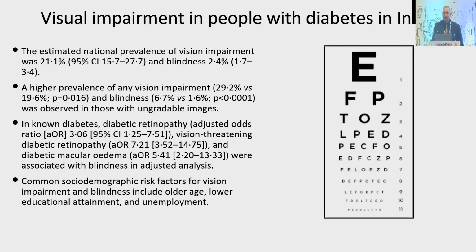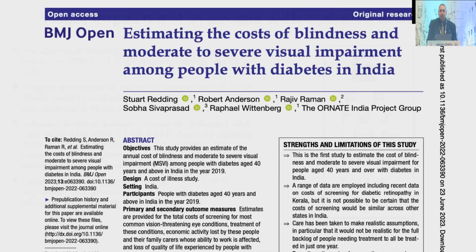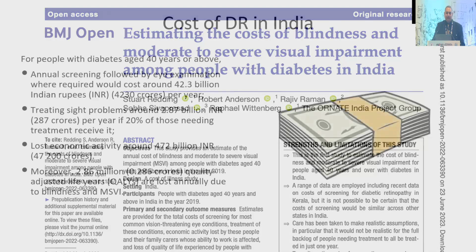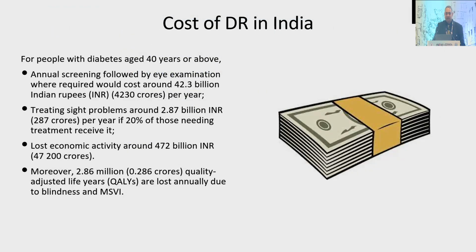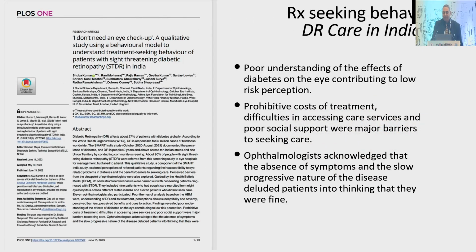And we did find that in gradable images, diabetic retinopathy seems to be important, especially in people with known diabetes. And socioeconomic status also came out as one of the risk factors. The lower socioeconomic people had more visual impairment. We also went ahead calculating the cost of blindness and visual impairment in India. And again, staggering numbers. I would just draw your attention to the lost economic activity. That's nearly 5 times the health budget of our country. So definitely diabetic retinopathy becomes an important disease which we need to tackle.